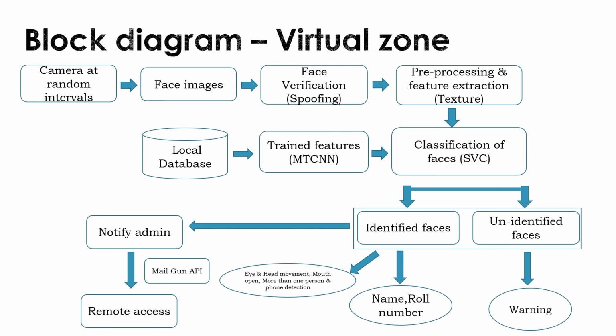The spreadsheet is given to the admin using remote access via the Mailgun API. Similarly, in the virtual zone we are using the same method, and for face verification we are using a spoofing technique. Here, if the classified face is identified, then the name, roll number, eye and head movements, mouth open, more than one person in the frame, and other details are captured. If the face is unidentified, then a warning is given. The following outputs are given to the spreadsheet, and the admin is notified through remote access via the Mailgun API.